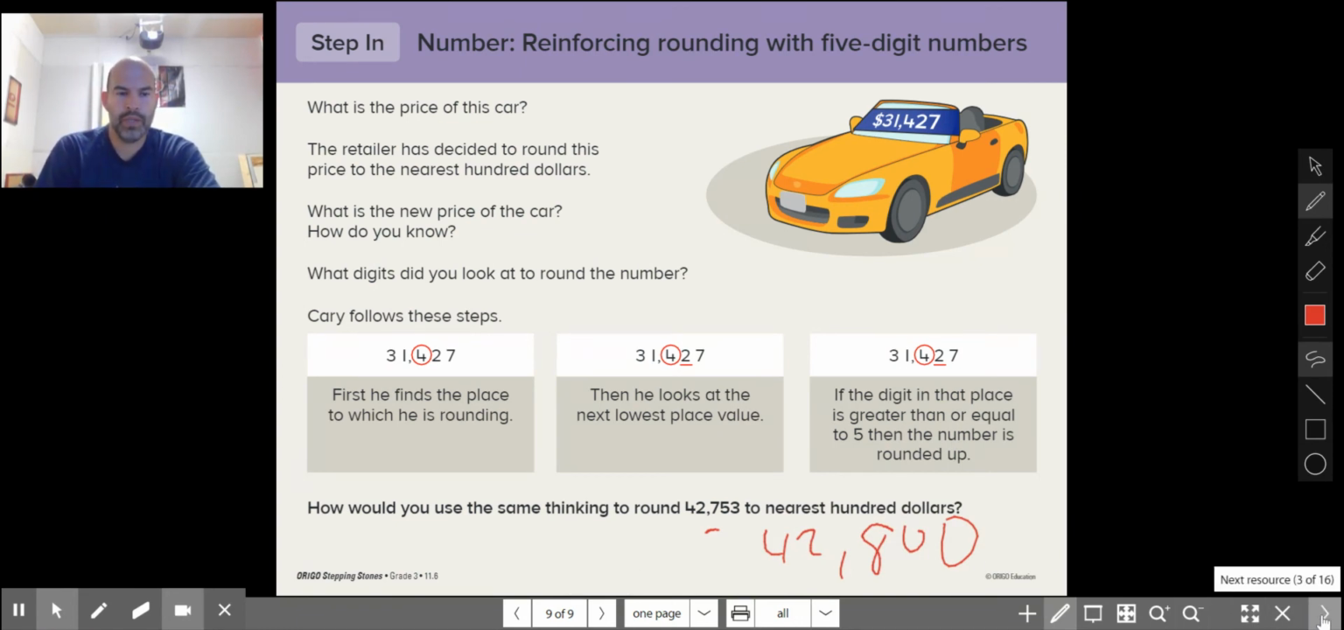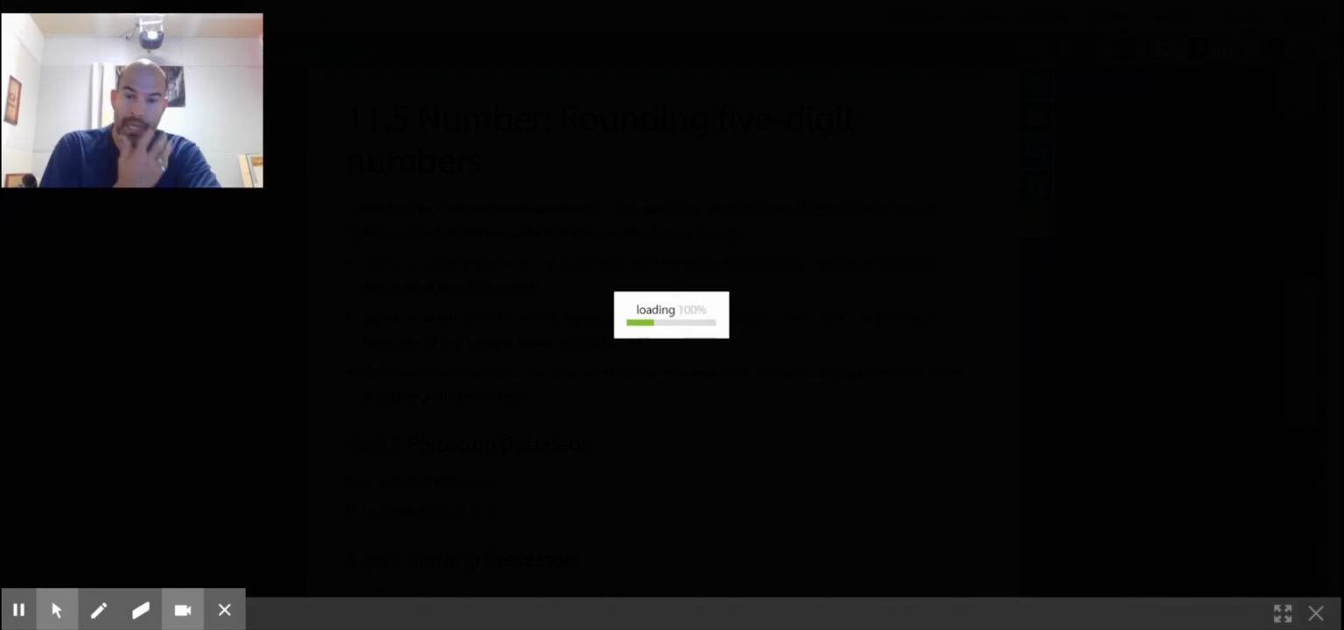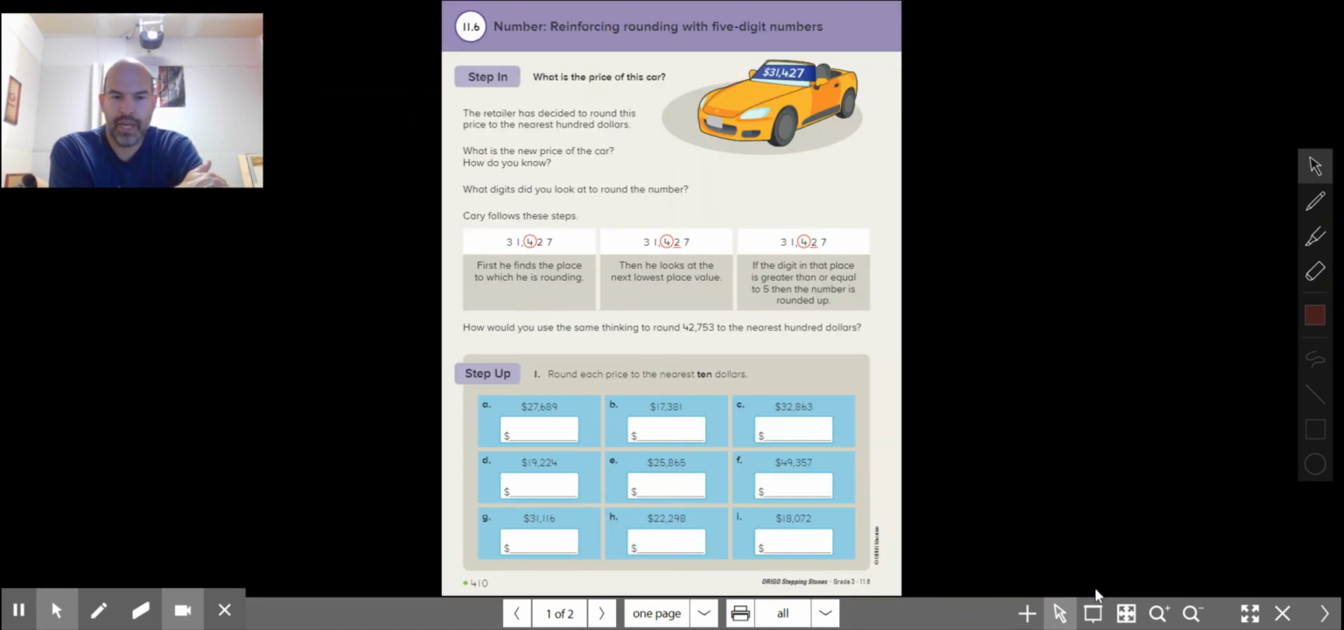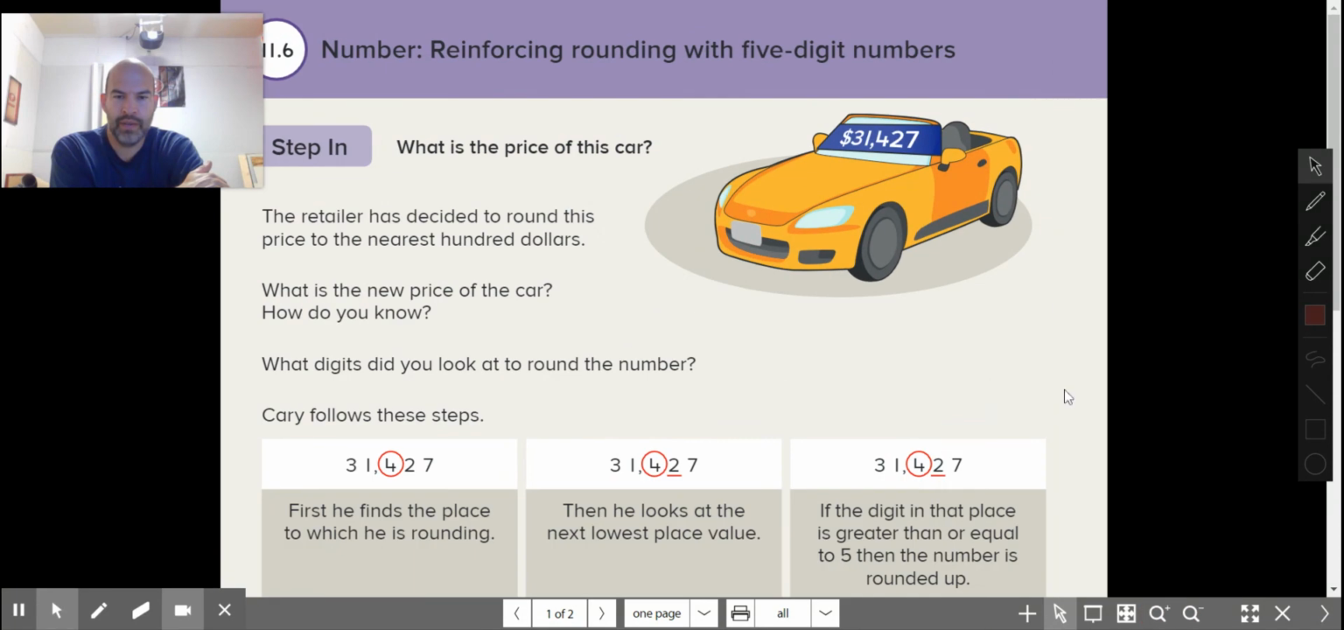Let's jump into your work pages. So let's go to the single page view here. My mouse hasn't been very cooperative today. I apologize. I don't know if my batteries are dying, but it has not been very cooperative.